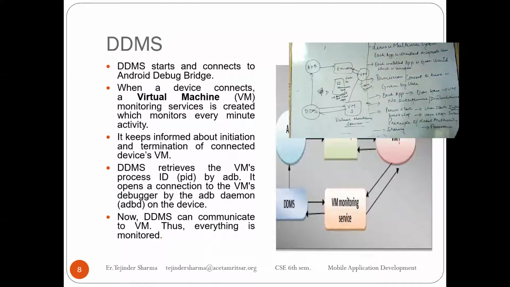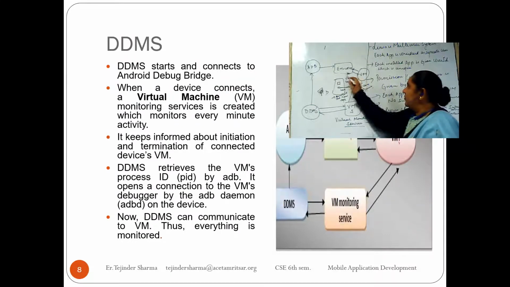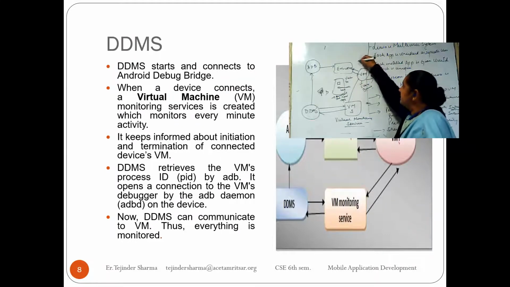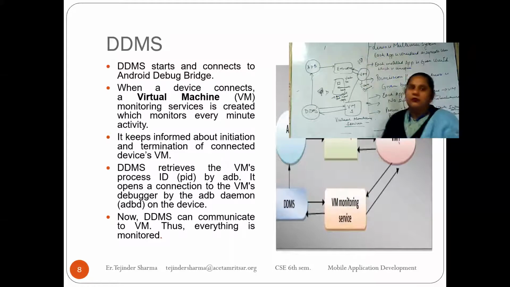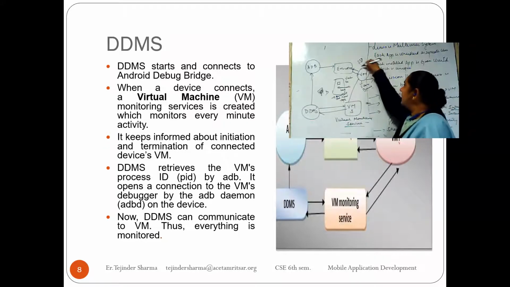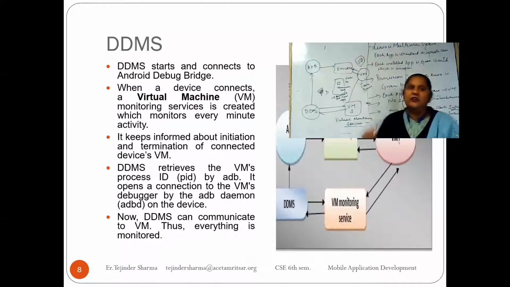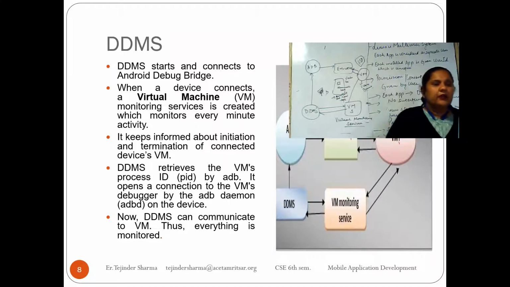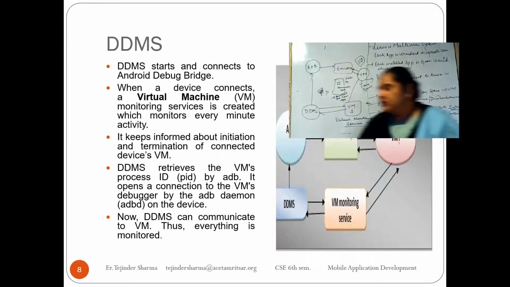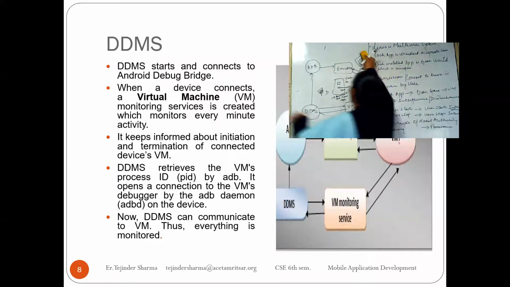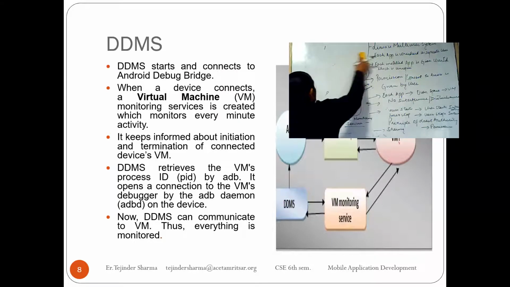Now DDMS retrieves the VM process ID. See, the VM emulator is running in this VM, so it is denoted by a process ID, because the operating system has to differentiate which APK is running where. So for that, it has associated a PID with each of the APKs. Then it opens the connection to the VM debugger by the ADB daemon on the device. So this has to be elaborated a little bit. I will tell you how.